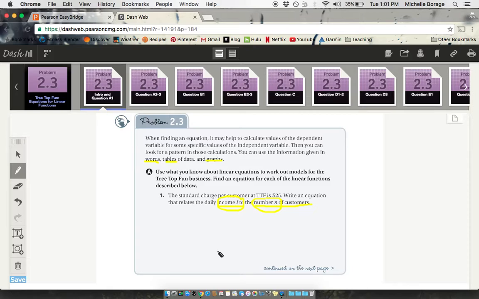Alright, hopefully you had some time to write an equation. I'm not going to do this for every single problem, but we're going to check your answer here. So here, we're trying to show how to calculate the income.